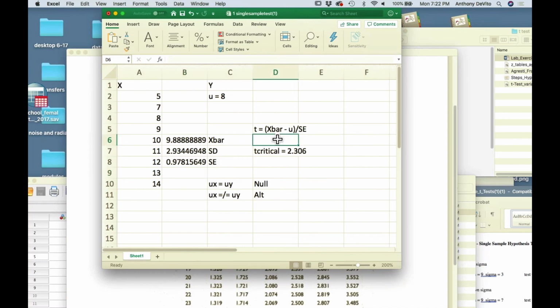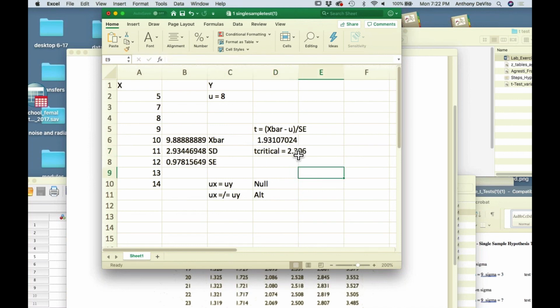So what is t equal to? T is going to be equal to x bar minus mu, which is 8. I'll put those in the parentheses, divided by the standard error, the number of standard errors apart. And what's that equal to? That's equal to 1.93. So t is equal to 1.93.